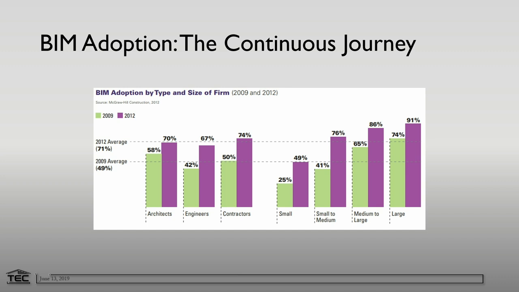Some of the information that came out from McGraw-Hill a number of years ago, I'm hoping they do their next round of data for the North America region. The most recent one they put out was for Saudi Arabia, so I'll focus on North America here. Essentially, what we've seen over the past number of years, we can all attest to it, is that adoption is increasing across all markets, all areas of AEC. And we've seen that pretty steady. The data's pretty clear on that.